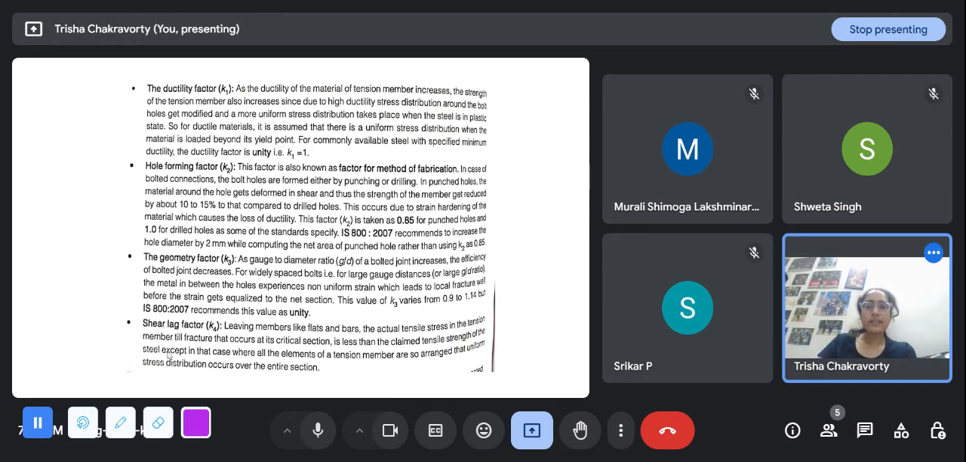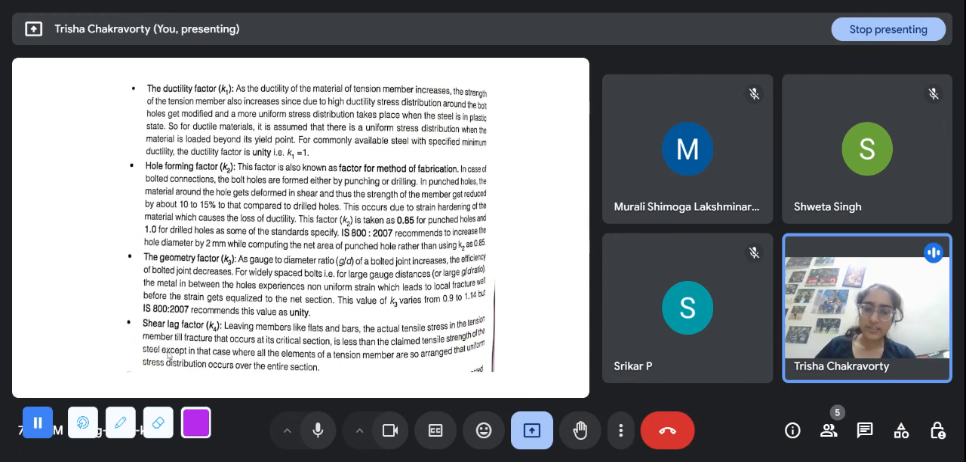The hole forming factor is also known as the factor for method of fabrication. In case of bolted connections, the bolt holes are formed either by punching or drilling. In punched holes, the material along the bolt hole gets deformed in shear, and thus the strength of the member gets reduced by about 10 to 15% compared to drilled holes. It is assumed that if it is drilled, there is no deformation in shear, while in a punched hole there is some deformation already. That is why the strength gets reduced. This occurs due to strain hardening of the material, which causes loss of ductility. This factor is taken as 0.85 for punched holes and 1 for drilled holes.